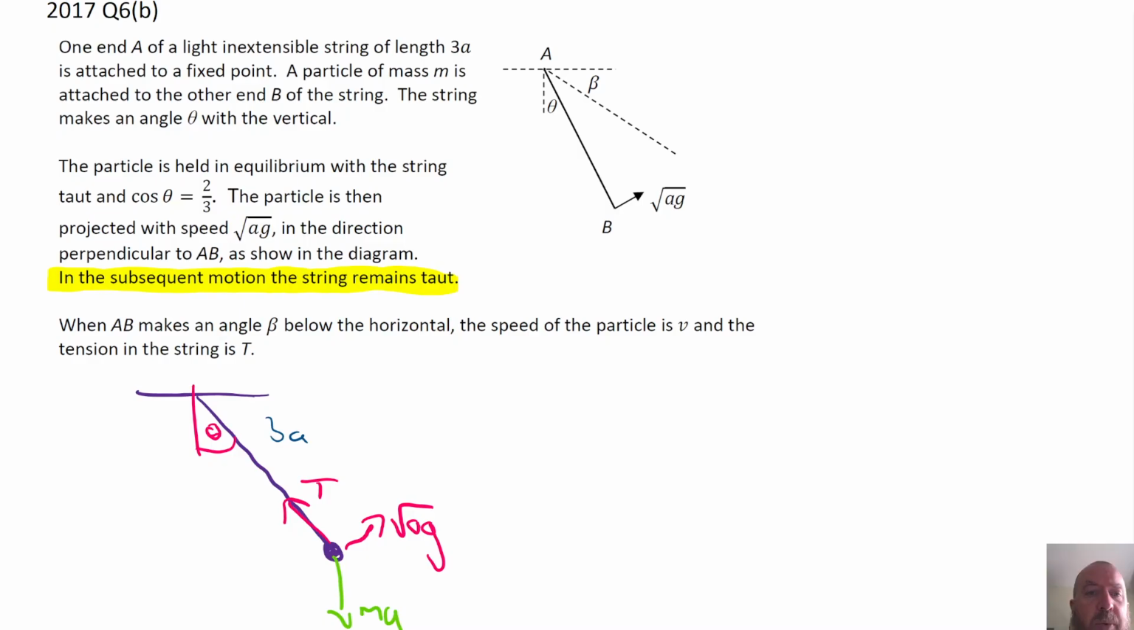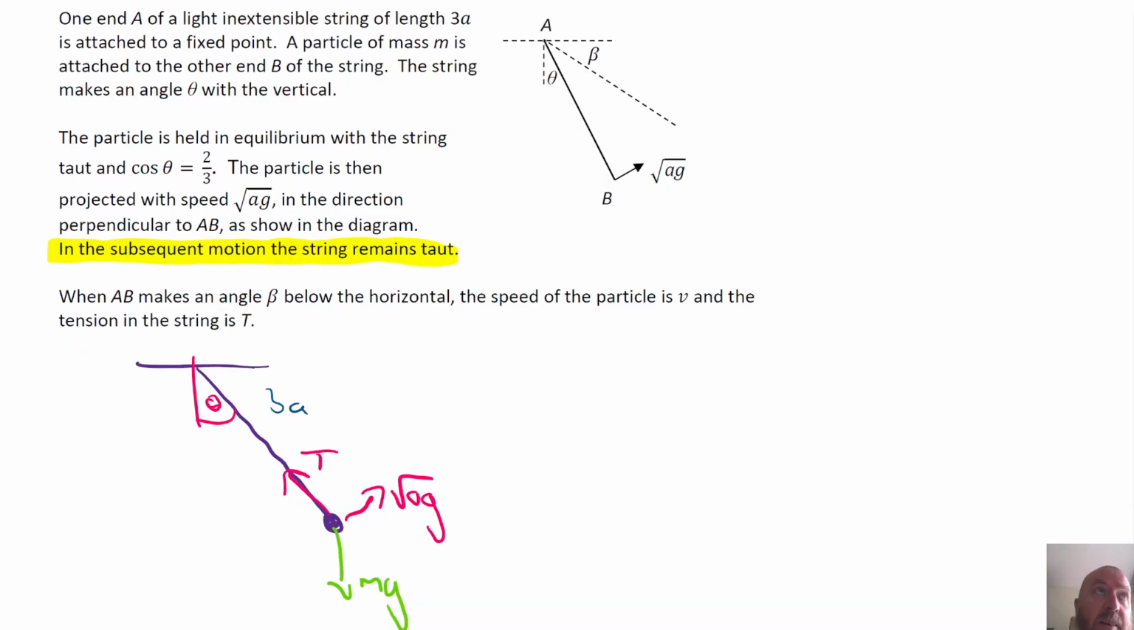Now, because we're in the vertical circle, it's all about conservation of energy. So that's the E equals mgh plus a half mv squared.